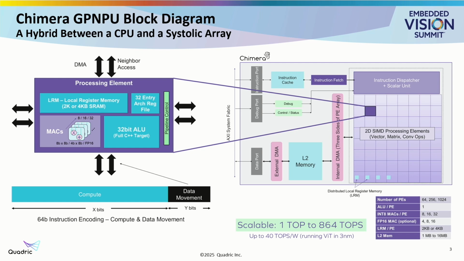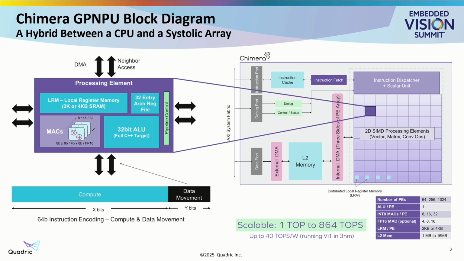So I want to get started. Before getting into any of the graph compilation, I want to talk about the architecture itself, because at the end of the day, the graph compiler and the architecture are one and the same. You can't really have one without the other. We call this architecture a Chimera general purpose NPU. And the reason we call it Chimera is because in biology, that's a hybrid of 2 DNA streams. And this architecture is really a hybrid between a CPU and a systolic array.